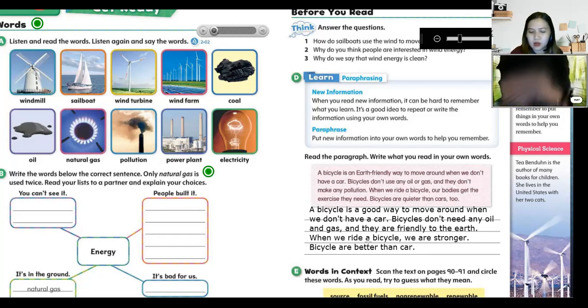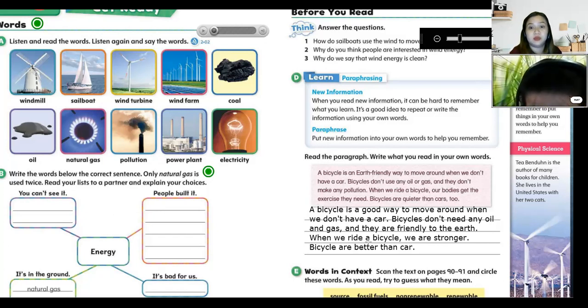Okay, now read your own. A bicycle is a good way to move around when we don't have a car, and gas, and they're friendly to the earth. When we ride a bicycle, we are stronger. Bicycles are better than a car. Okay, so you have it there.